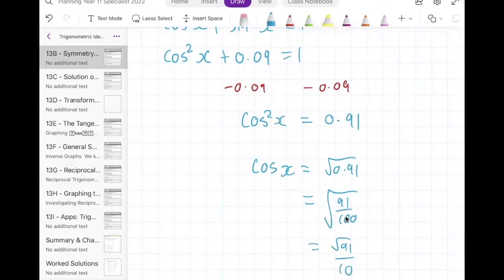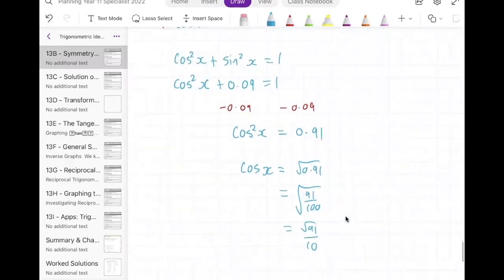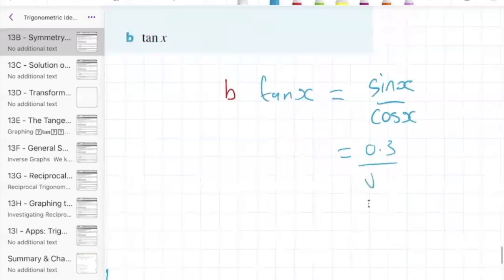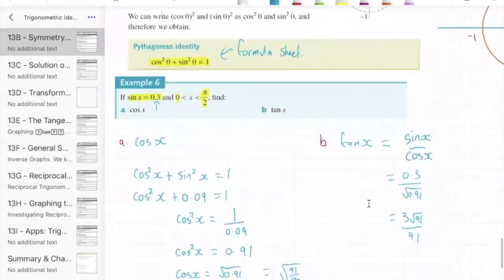If it's tech active, you can just put this in a calculator, and this is how we can solve for cos x. I know tan x is equal to sine x over cos x, which in this case is going to equal 0.3 over the square root of 0.91. And at this point, just pop that in the calculator. That's going to give 3 root 91 over 91. So like I said, 2 rules or 2 identities. I've got this identity here. I've got this identity here. I can use that to solve for different values based on just one piece of information, which is kind of neat.